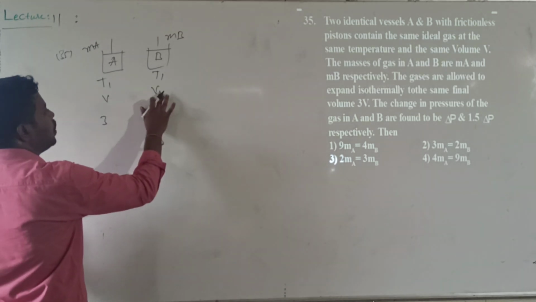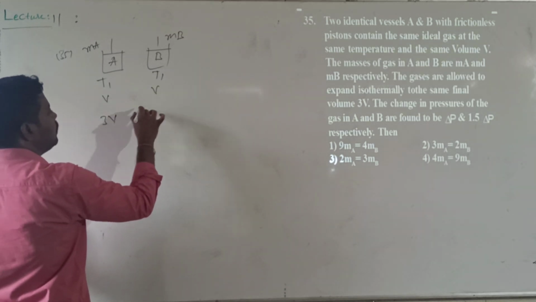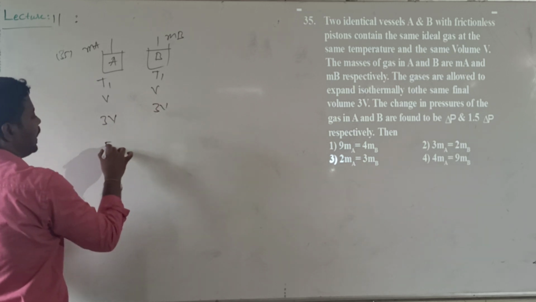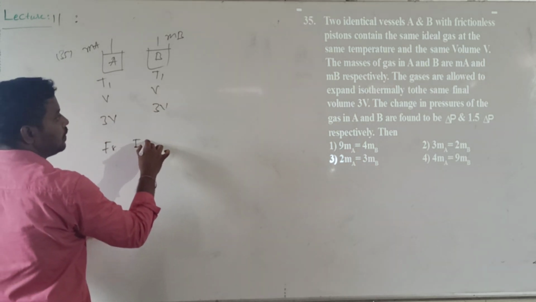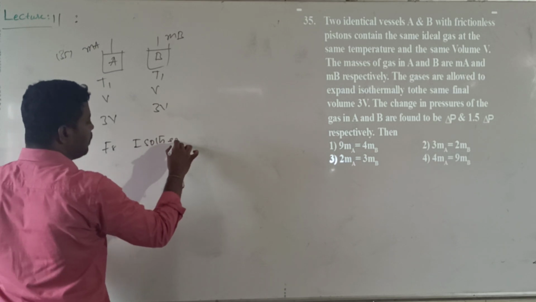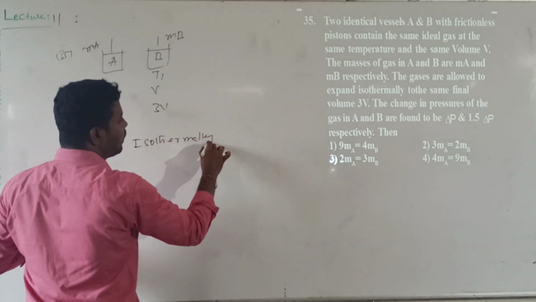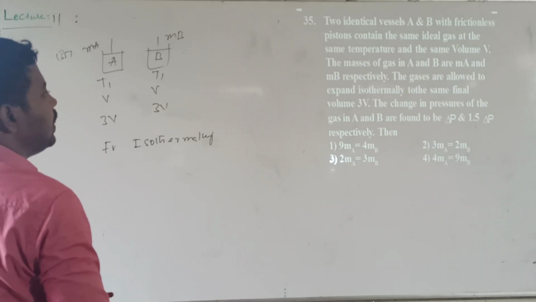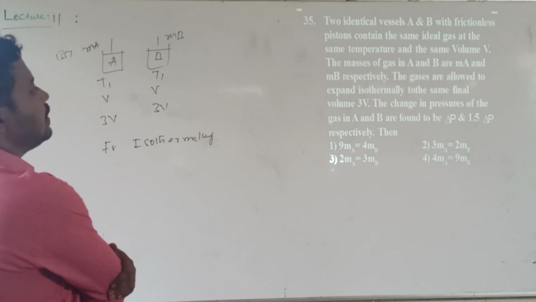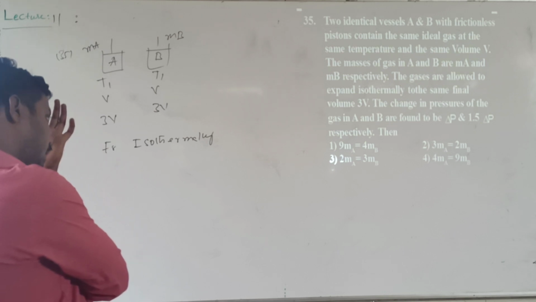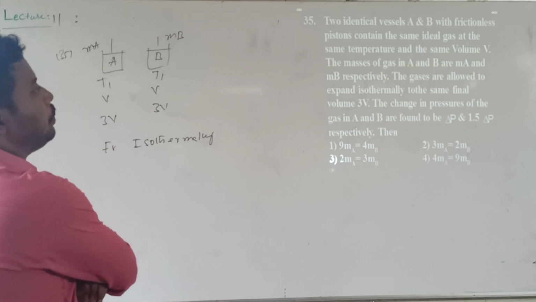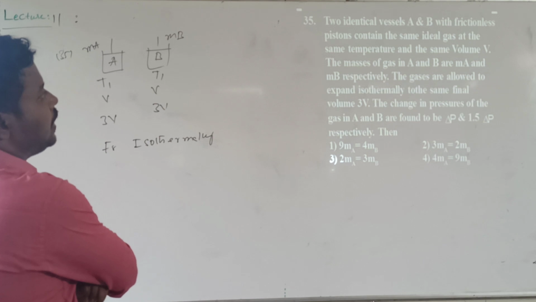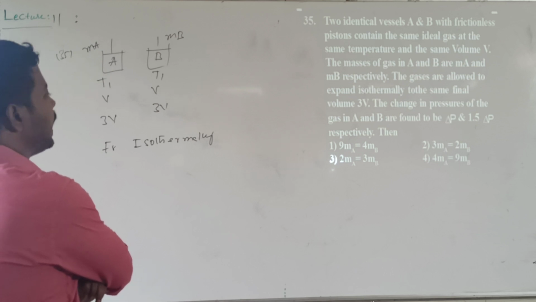What is their final volume? Can I call the initial volume V? The final volume is 3V. They expand isothermally. Now what are they asking us to calculate? The change in the pressure of the gas in A and B are found to be delta P and 1.5 times delta P. Initially they are at the same temperature and pressure. Now they are asking about the change in the pressure of the gas.